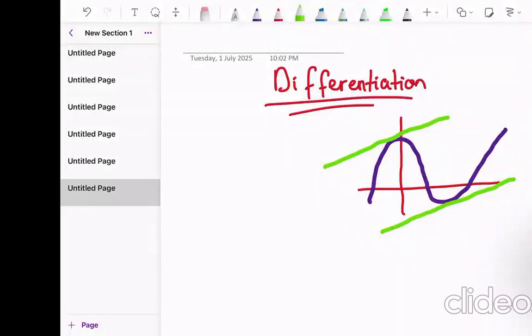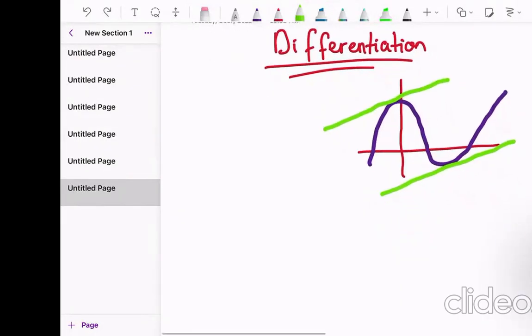We need to find the gradient. The gradient is of a line, and this line is basically a tangent line. A tangent line means a line that touches a curve point but does not cross it, not crossing like this. It just touches the curve point, and at that point we need to find the gradient. So this is the basic concept of differentiation.